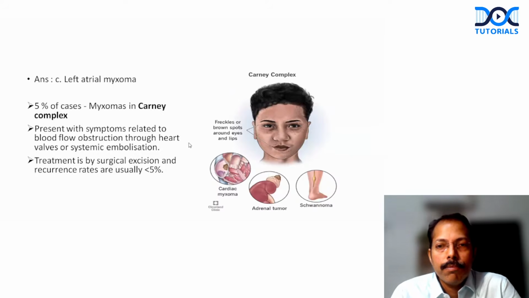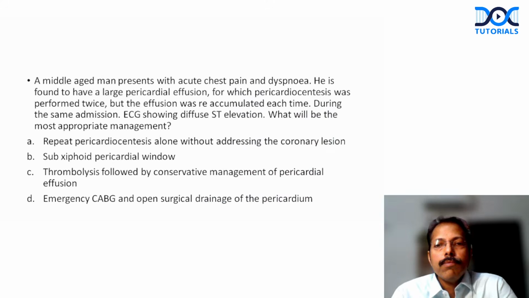Okay. And next question, a middle-aged man presents with acute chest pain and dyspnea. He is found to have a large pericardial effusion, for which pericardiocentesis was performed twice, but the effusion reaccumulated each time during the same admission. ECG shows diffuse ST elevation. So what will be the most appropriate management? So they have given the complete history and the current scenario. So what could be the most appropriate management?